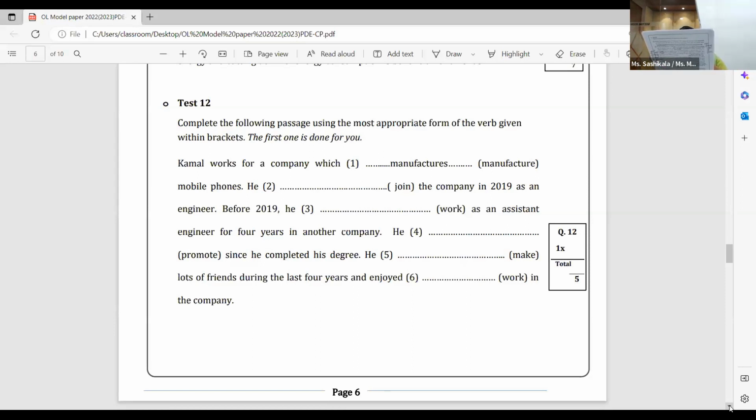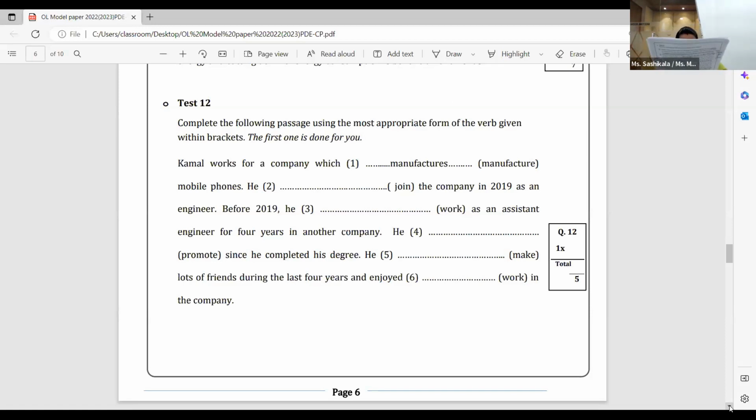He blank make lot of friends during the last 4 years. We must remember last 4 years. So you can say he made lots of friends during the last 4 years. Or what else can we say? He had made lots of friends during the last years and enjoyed working in the company. Enjoyed. He is still working, so we put working in the company.